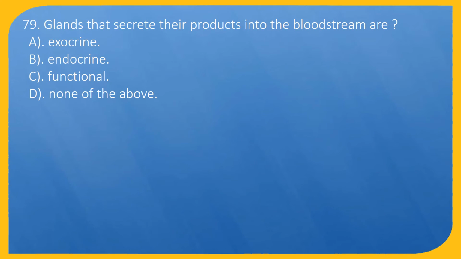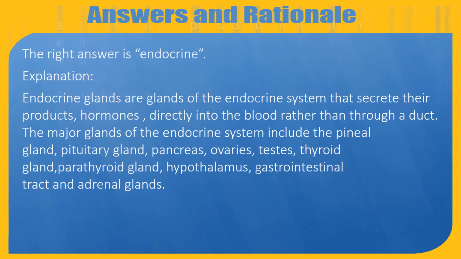Question 79. Glands that secrete their products into the bloodstream are A. Exocrine. B. Endocrine. C. Functional. D. None of the above. The right answer is endocrine.